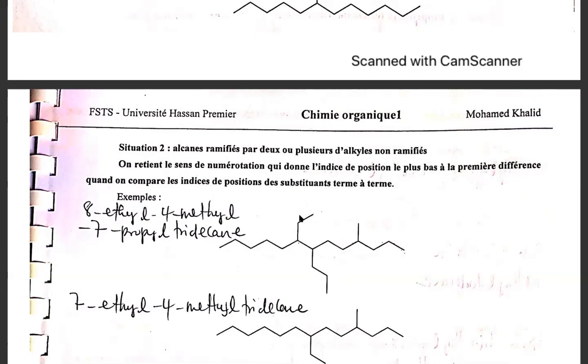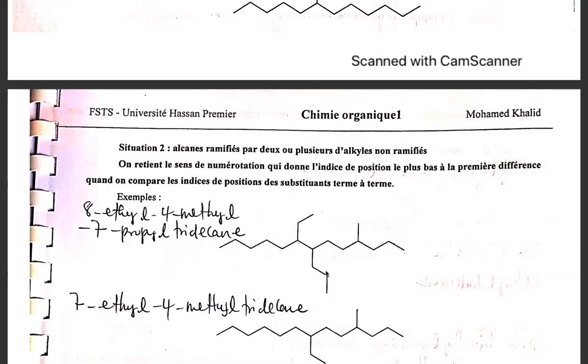So we are saying this is ethane. Now with 1 hydrogen atom less, it becomes ethyl. Then this is methane with 1 hydrogen atom less, it becomes methyl. Then this is propane with 1 hydrogen atom less, it becomes propyl.